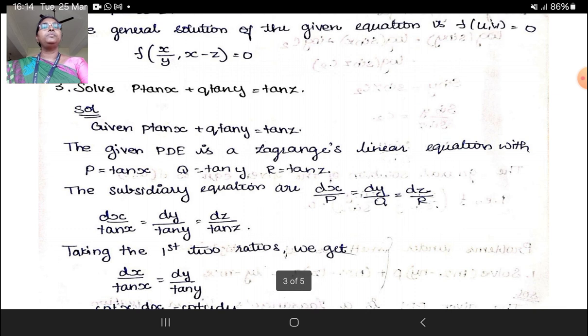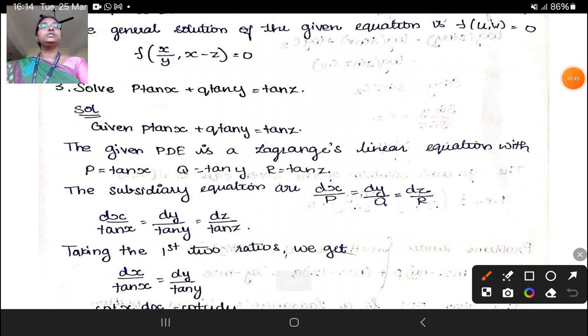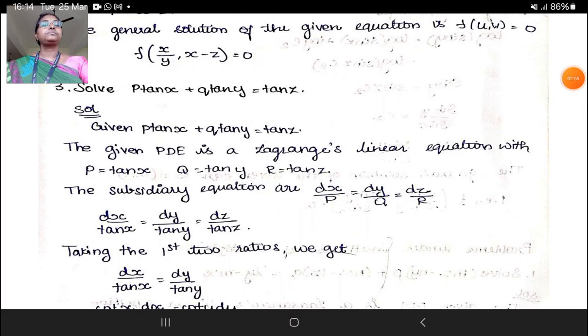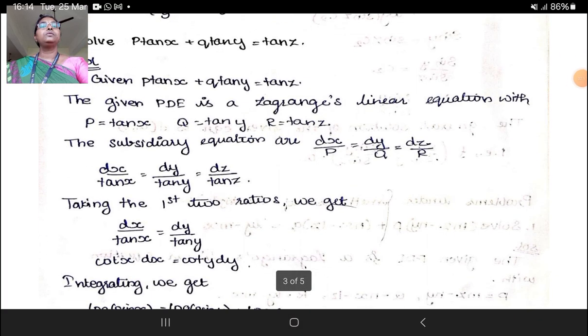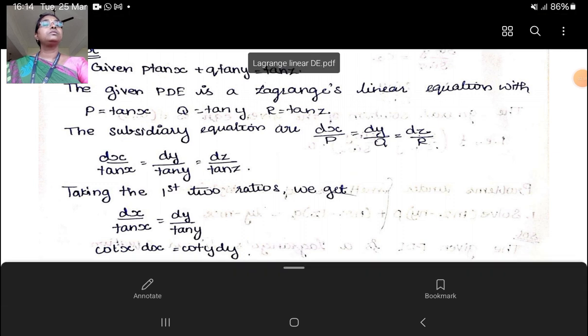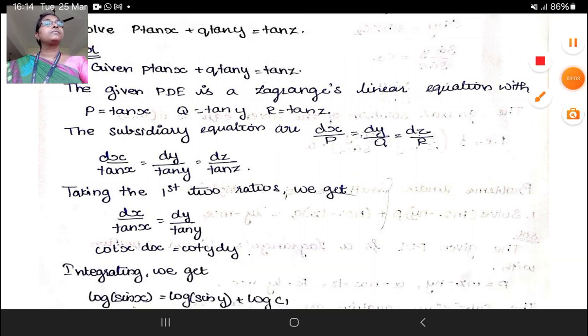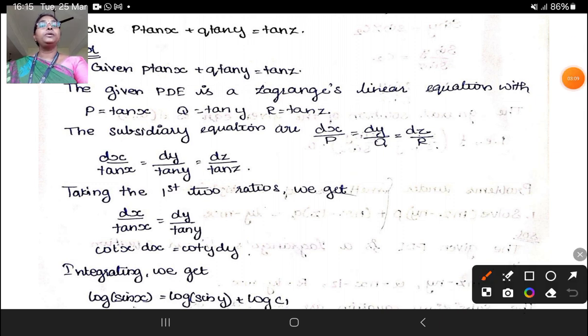The next one is p tan x plus q tan y equal to tan z. From this, comparing with Pp plus Qq equal to R, we can write the P value, Q value and R value. In the subsidiary equations, dx by P, dy by Q and dz by R, from these P, Q, R values we can write. Each and every term is equal. So I am taking the first two and the next two ratios.